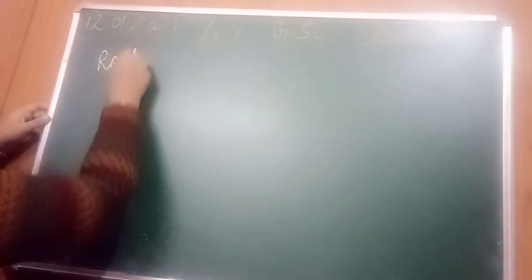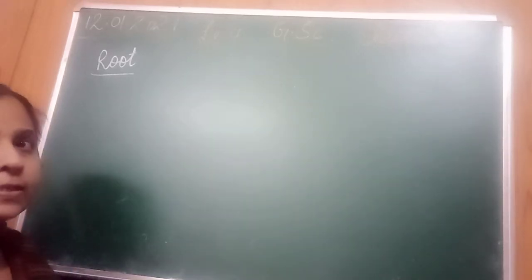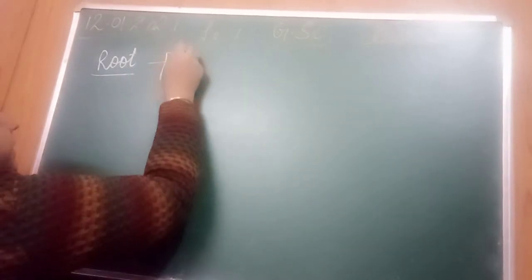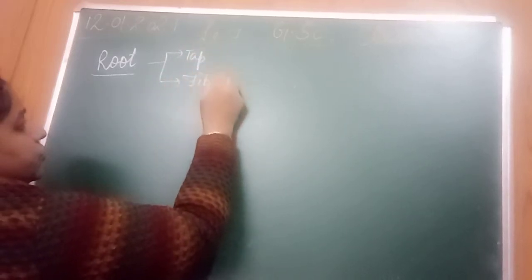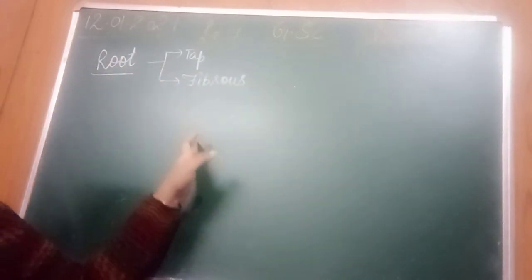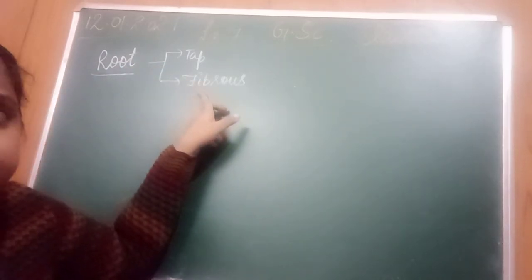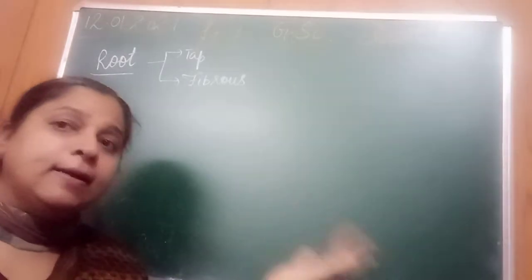Bachche, root is the part of the plant that grows under the ground. So, when you pull out the roots, there are two types of roots that are found. They may be taproot or they may be fibrous root. Got it? There are two types of roots, taproot and fibrous root. We will not be doing much today, just types of roots. Rest we will be doing in the class.